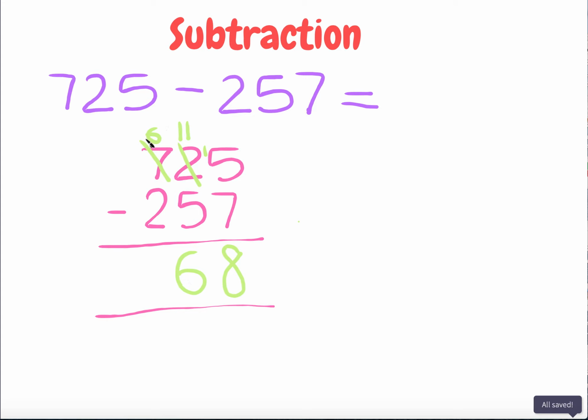Now we have 6 minus 2. We can do that, that's pretty easy. That equals 4. So 725 minus 257 equals 468.